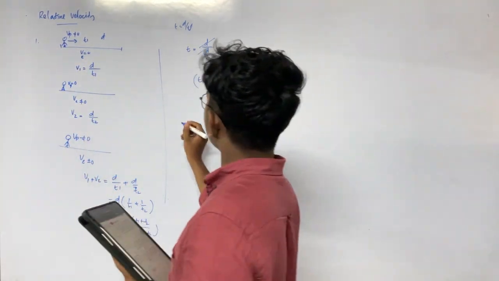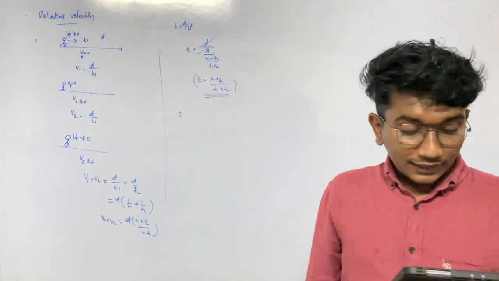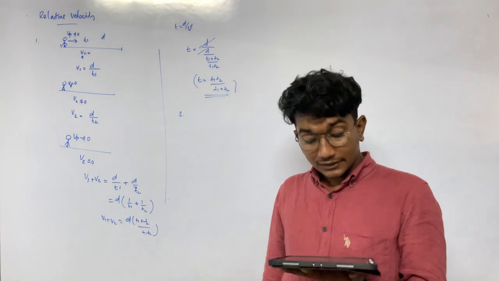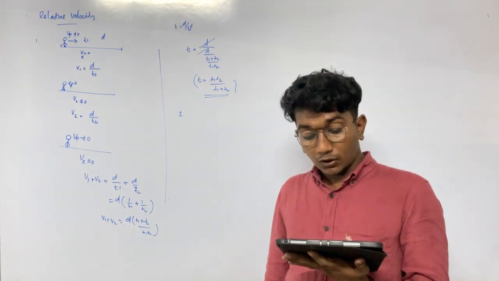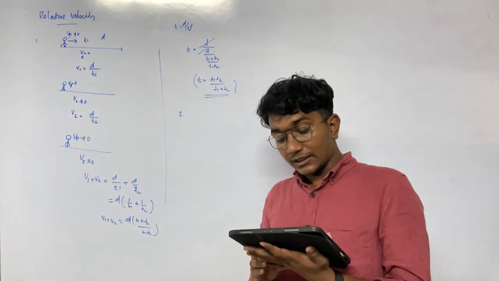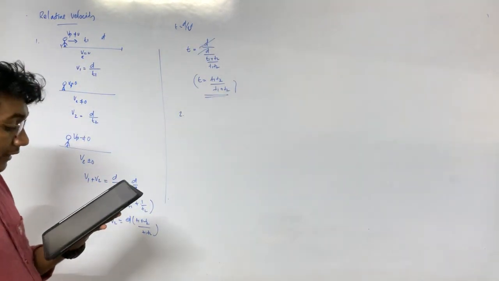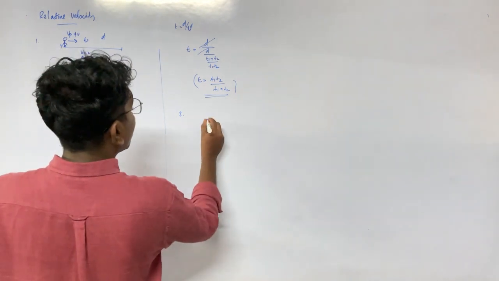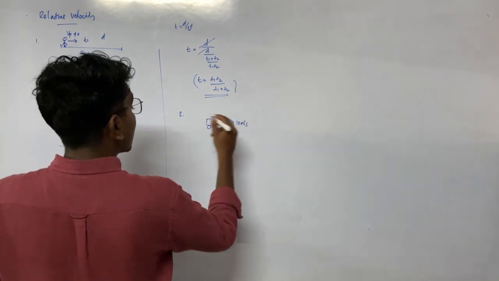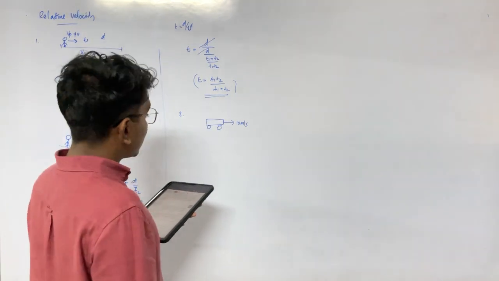Okay. Next question, second. A bus is moving with a speed of 10 meters per second on a straight road. A scooterist wishes to overtake the bus in 100 seconds. If the bus is at a distance of 1 kilometer from the scooterist, with what speed should the scooterist chase the bus? Okay, then what are the things given? A bus is moving with a speed of 10 meters per second on a straight road. A scooterist wishes to overtake the bus in 100 seconds.